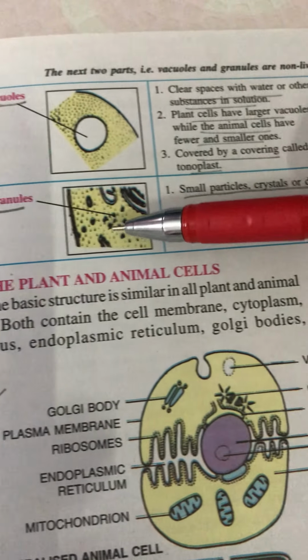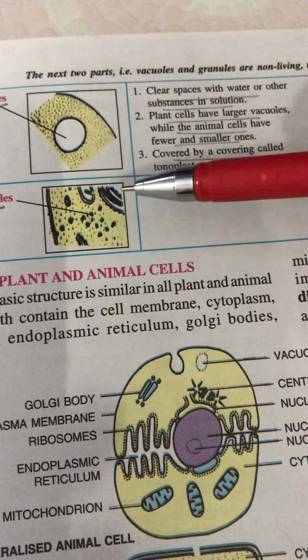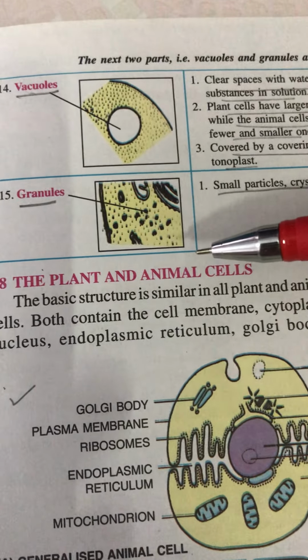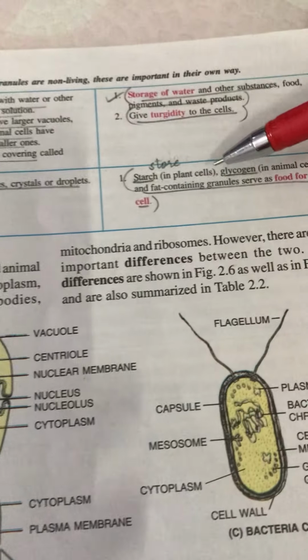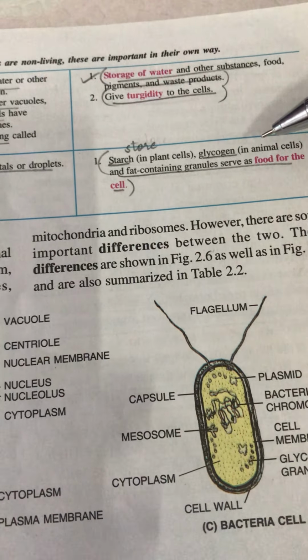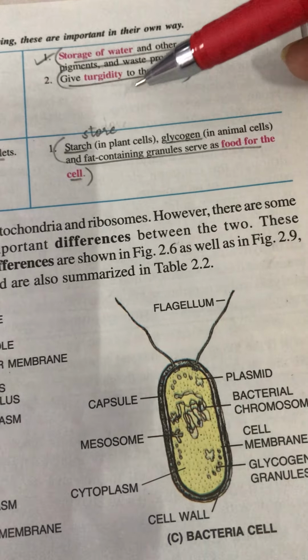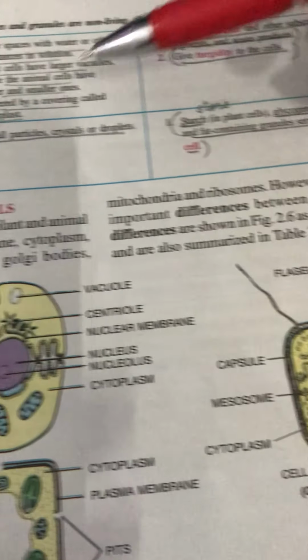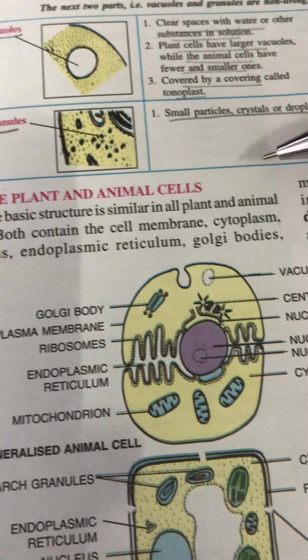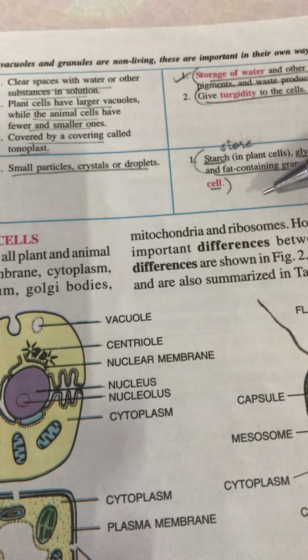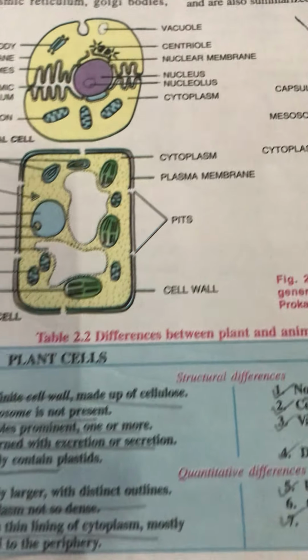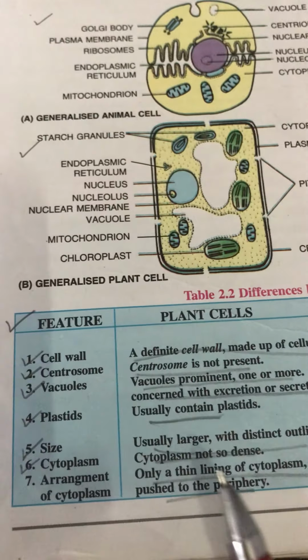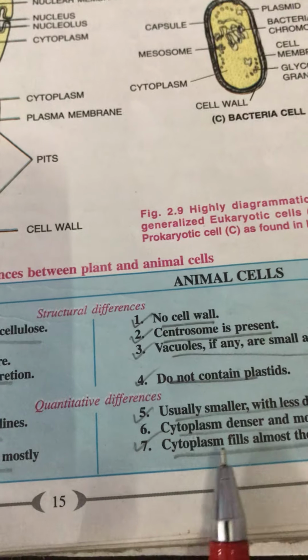And after this, granules have been explained, which come under vacuoles, and granules both come under non-living parts of the cell, and like I told you before, they are called cell inclusions. They are concerned with storage of substances like food or glycogen or starch. Food may be in any of these forms. They help in storage. In plant cells, food is stored in the form of starch, whereas in animal cells, it is stored in the form of glycogen. Another difference between plant and animal cells. Differences between plant and animal cells are listed here. You can go through it on your own. We have already discussed.